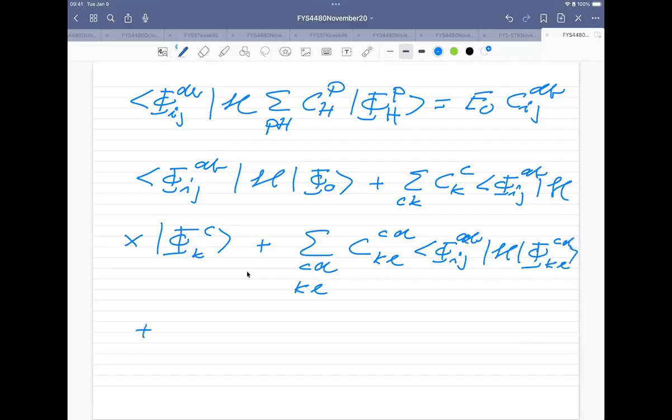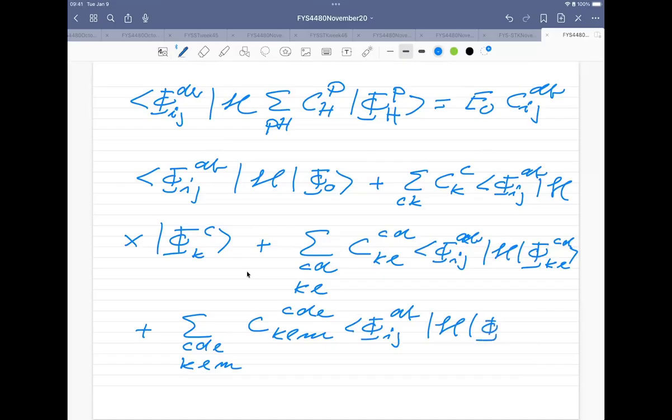And then it gets more laborious, because then I have a CDE. I get a three-particle, three-hole term, and this is KLN. And then I get a C_KLN^CDE, no, not CD. This is a letter E. It looks like an L, but it's actually a letter E. And then I have a phi_IJ^AB of H, and then I have my phi of KLM and CDE.